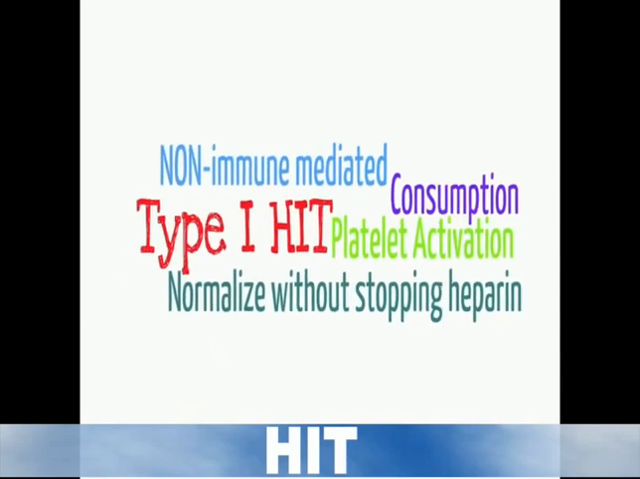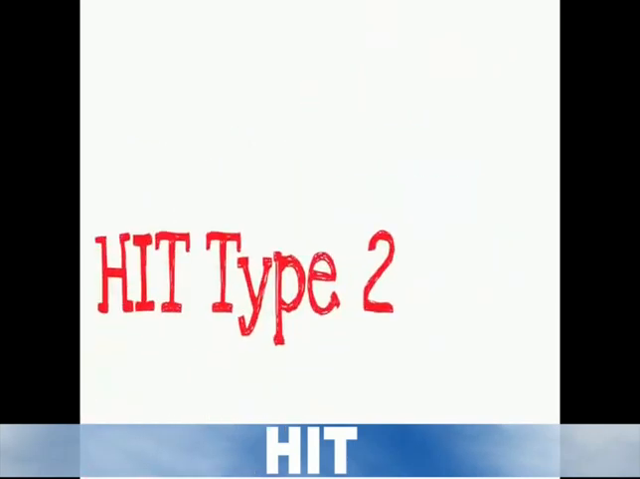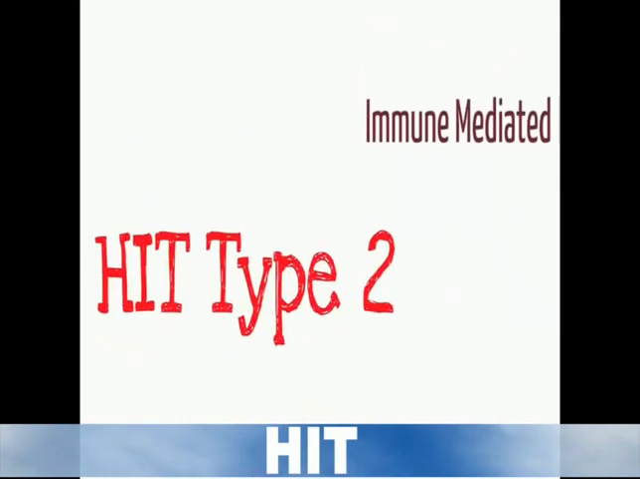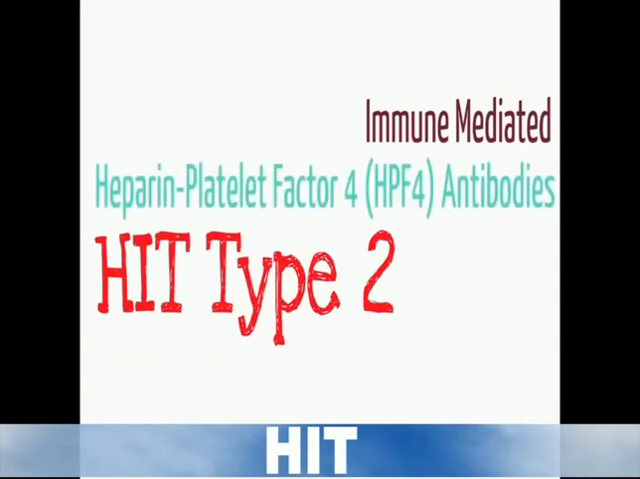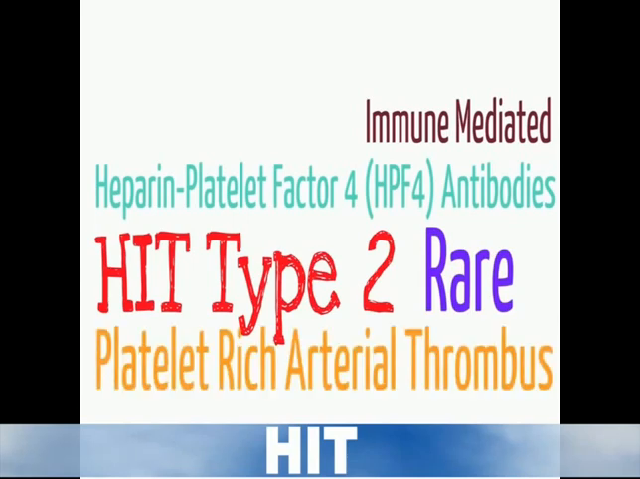Now, type 2 heparin-induced thrombocytopenia is an immune-mediated process and will be our focus for the rest of this discussion. So, type 2 HIT involves the formation of heparin platelet factor 4 complex antibodies. We will discuss how these antibodies play a role in the development of immune-mediated thrombocytopenia a little bit later. But keep in mind, HIT type 2 is a very rare disorder and can lead to thrombi, including arterial thrombi, that are very platelet rich.